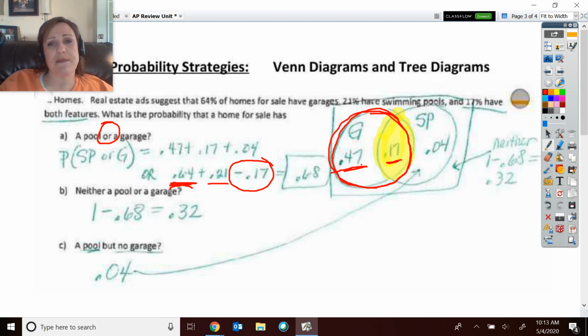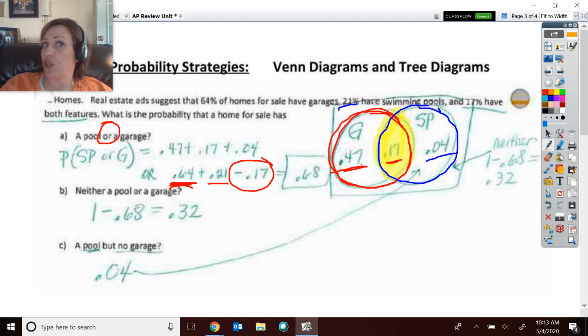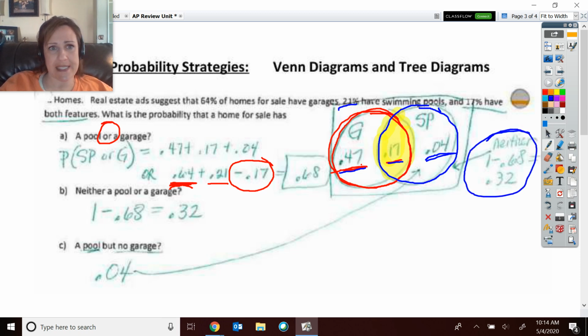All right? And the same thing for the swimming pool. 17% are already in the swimming pool circle, so to complete the remainder of the 21%, 4% have pool only, or pool with no garage. And so there's that there. All right, because then you could add these up, the 0.47 plus the 0.17 plus the 0.04, and you get 0.68. And then with that, you could see who's out here, who has neither. Okay, and that would be 1 minus that 0.68.